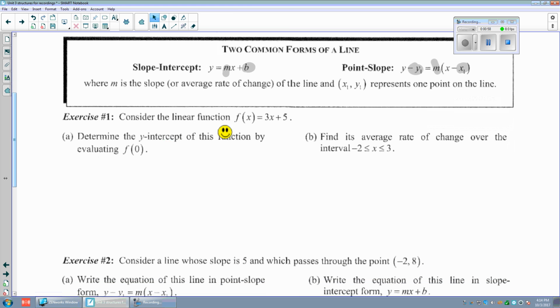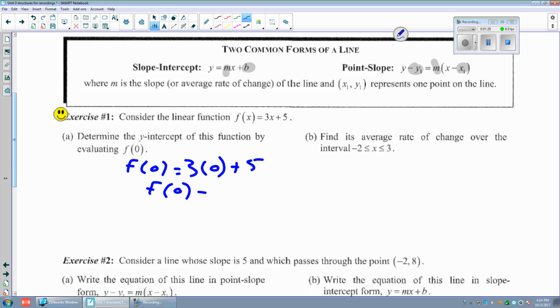Consider the linear function f of x equals 3x plus 5. Determine the y-intercept of this function by calculating f of 0. That's why the slope-intercept is so nice. You can see like that, just like that, the y-intercept. f of 0 equals 3 times 0 plus 5. Did I really have to do that calculation? f of 0 equals 3 times 0 is 0, plus 5 is 5. So this is the y-intercept.